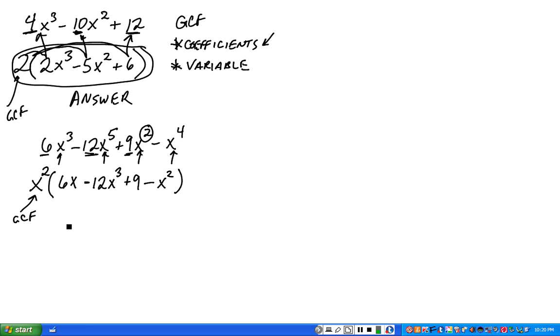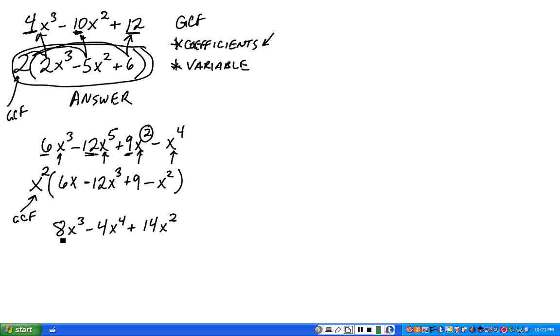Okay, now let's look at another one. Let's say we have 8x to the third minus 4x to the fourth plus 14x squared. Alright, so once again we check our coefficients. Check our coefficients first to figure out GCF.